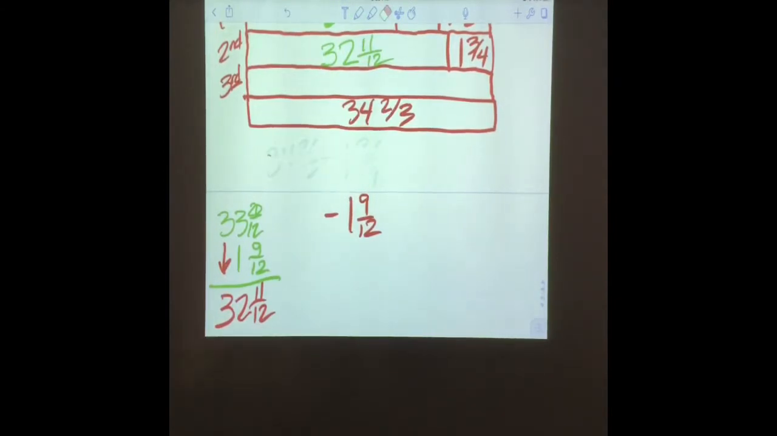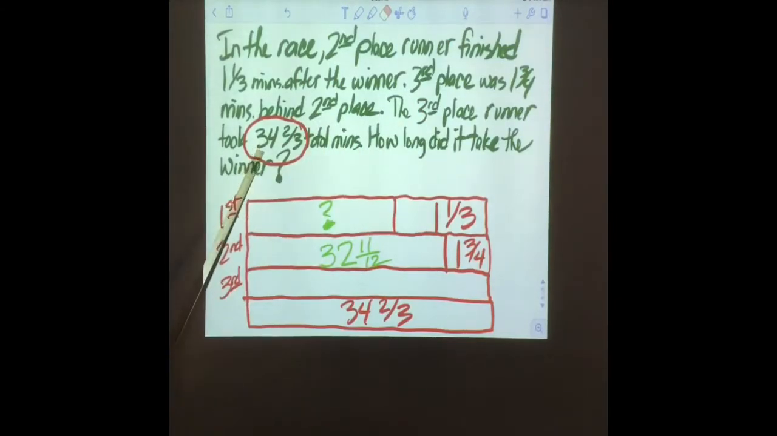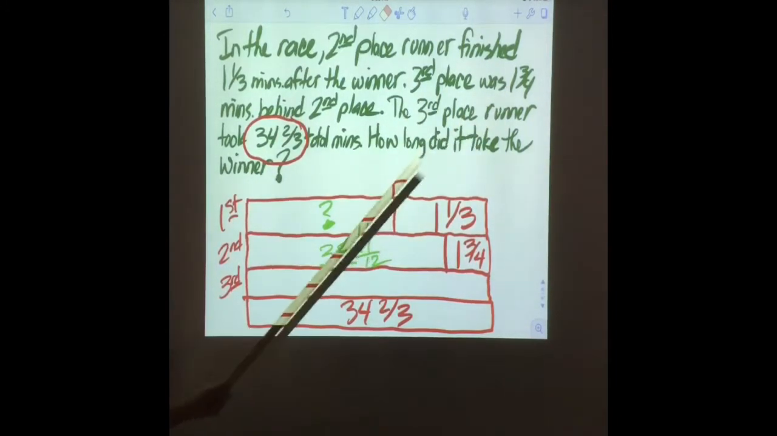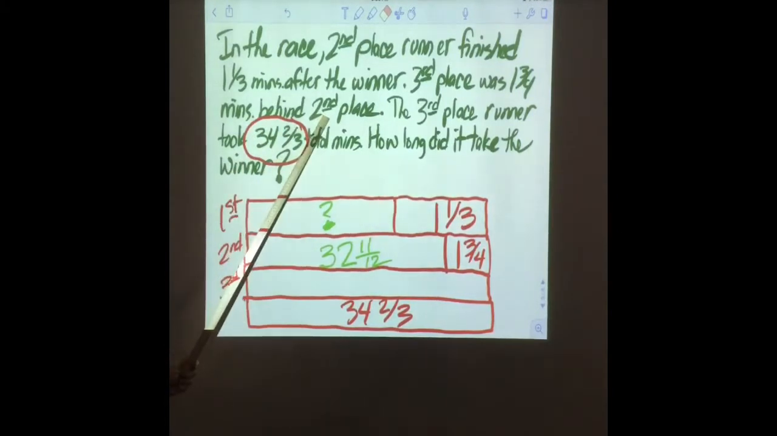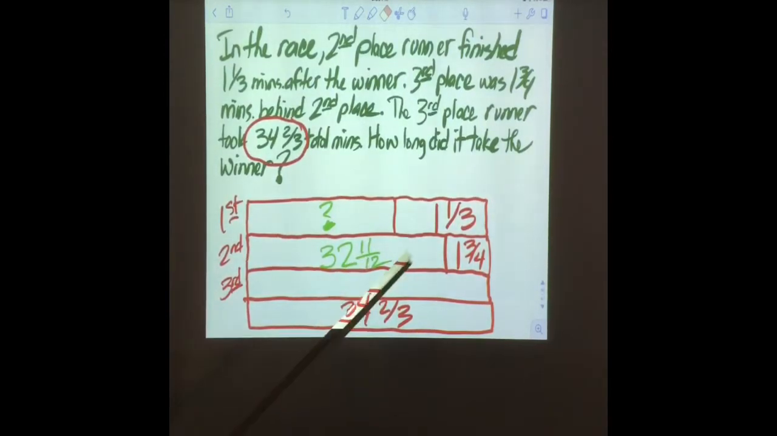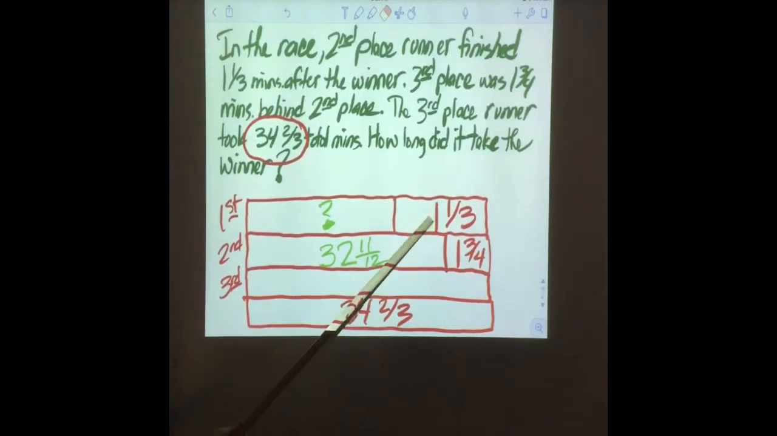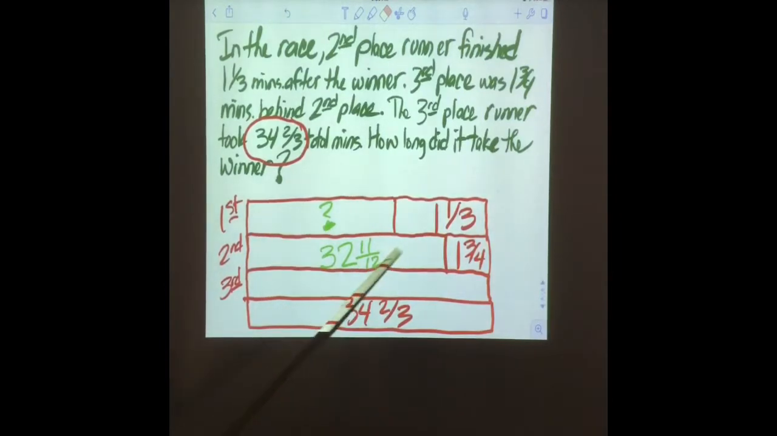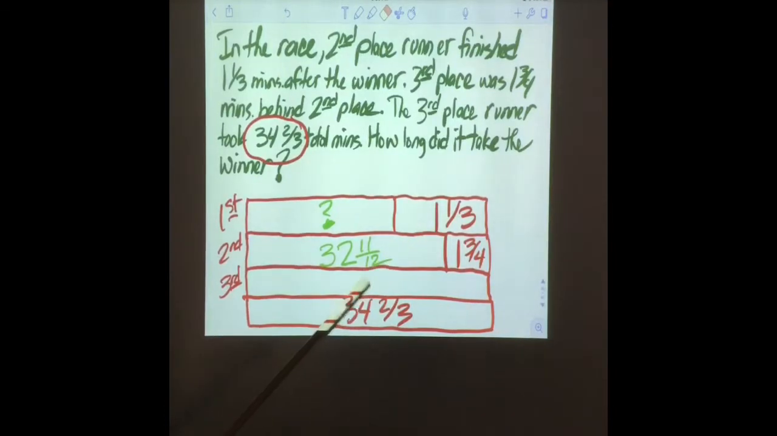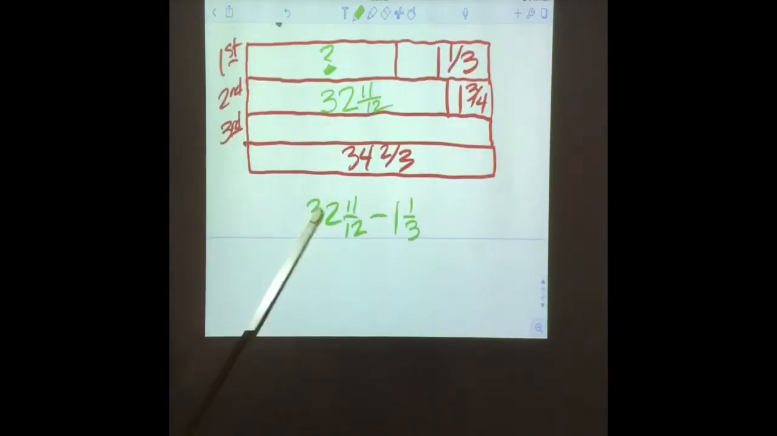I'm going to clean this up. It said the third place runner took 34 minutes and 2/3. He was 1 minute and 3/4 behind second place. So second place came in 32 11/12, right? Now, second place was 1 minute and 1/3 slower than our winner. So what do we do with these two numbers? That's right, we're going to subtract them. So let's do that. 32 and 11/12 minus 1 1/3.